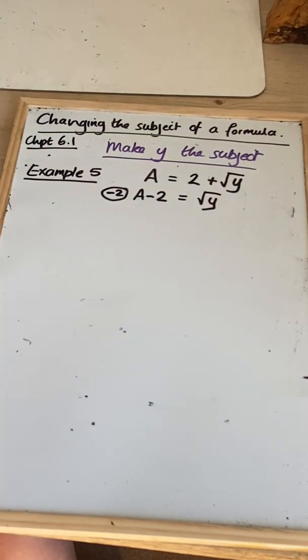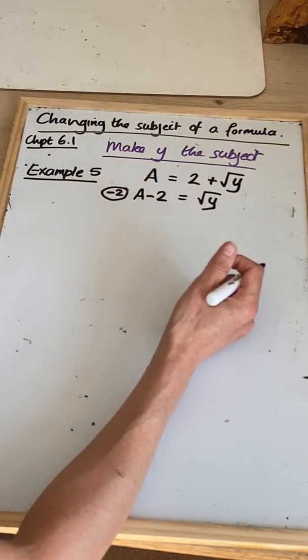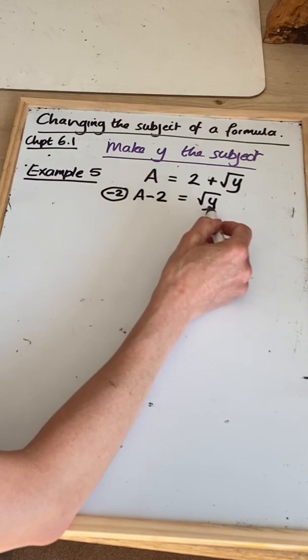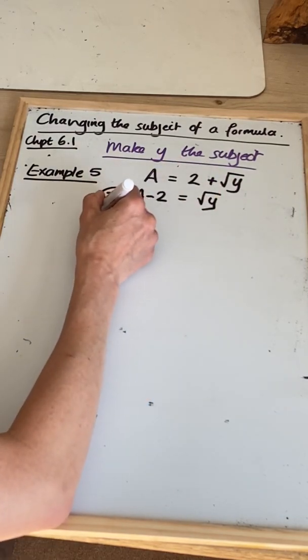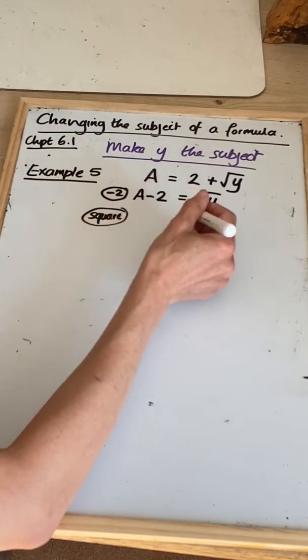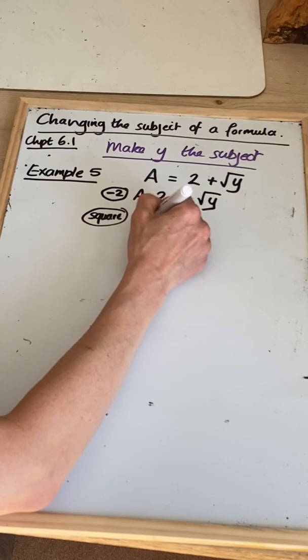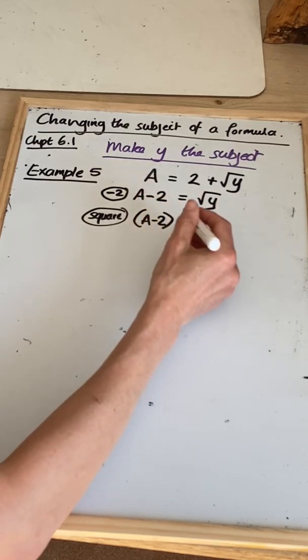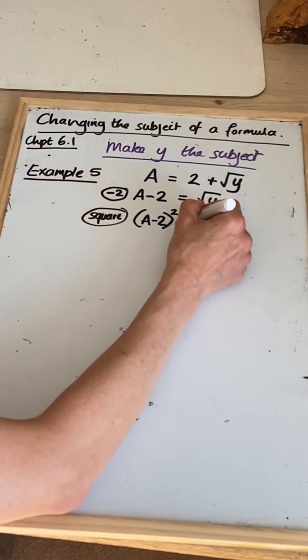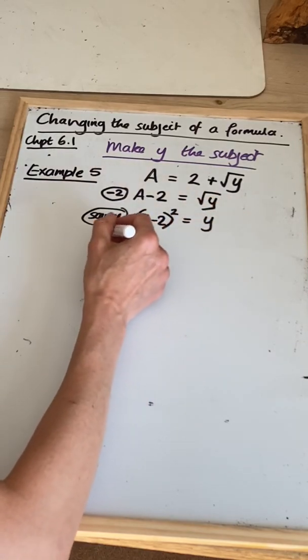And then what do we do to get rid of a square root? Well, we have to do the reverse of the operation. And the reverse operation to a square root is a square. So we're going to square both sides. I'll write that as a word, square both sides. If we're going to square A minus 2, we ought to put it in a bracket to show that we've squared the whole thing. And that's going to give me Y.